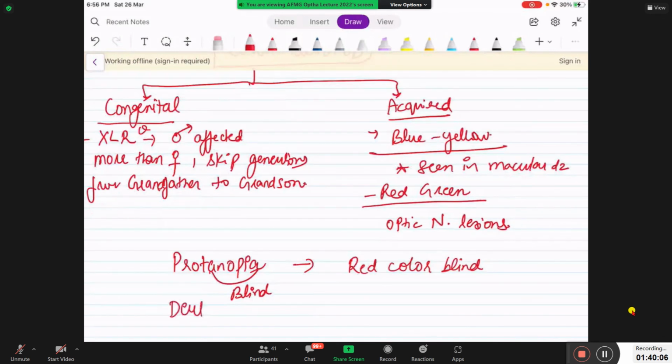Deuteranopia is green color blind. Tritanopia is blue color blind.